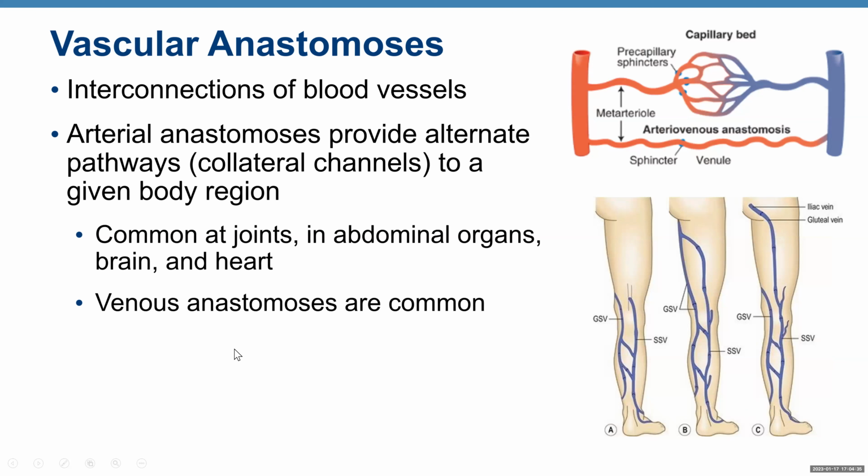Vascular anastomoses are interconnections of blood vessels. Arterial anastomoses provide alternate pathways, collateral channels, to a given body region. Anastomoses are common at joints, in abdominal organs, brain, and heart. Venous anastomoses are also common. So you can see we can have anastomoses between veins, like these blood vessels that connect veins together. And here, anastomosis even between an artery and a vein.